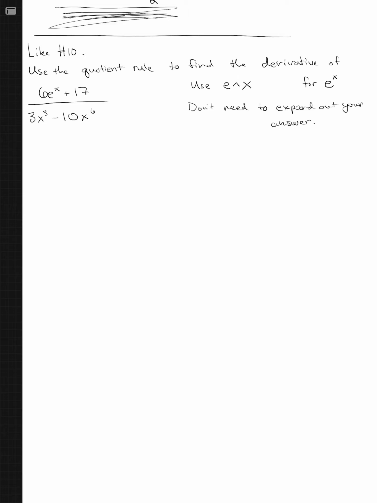So it does tell us right off the bat that we're going to be using the quotient rule. And remember, the quotient rule is the one that splits your function up into a low and a high. So the low here is 3x cubed minus 10x^6. And the high is 6e to the x plus 17. And you need to know the derivatives of each of those pieces in particular. So d low, we're going to use the power rule. We're going to bring that power down, multiply it by the 3, and subtract 1 from it.